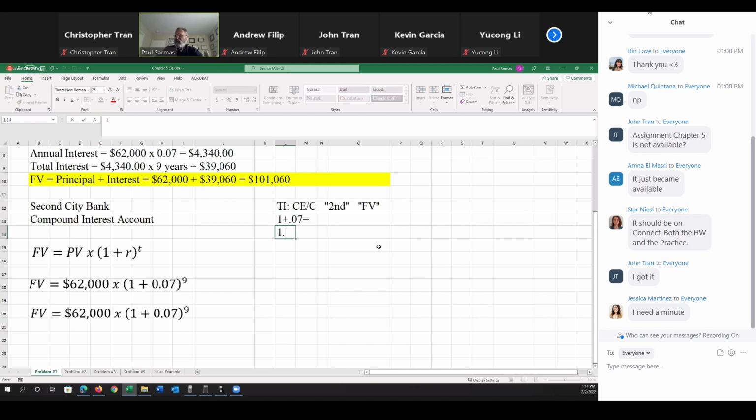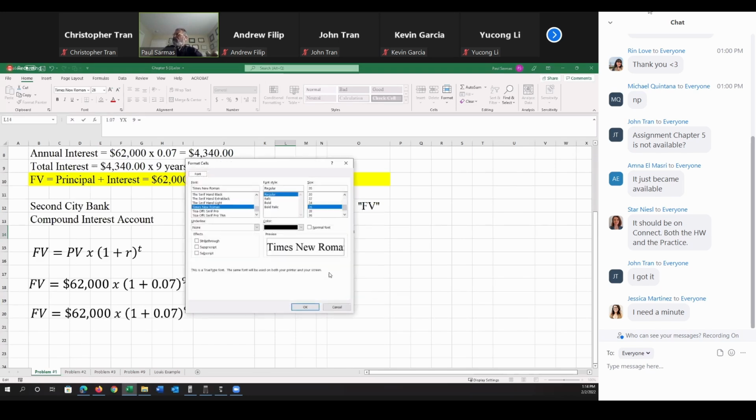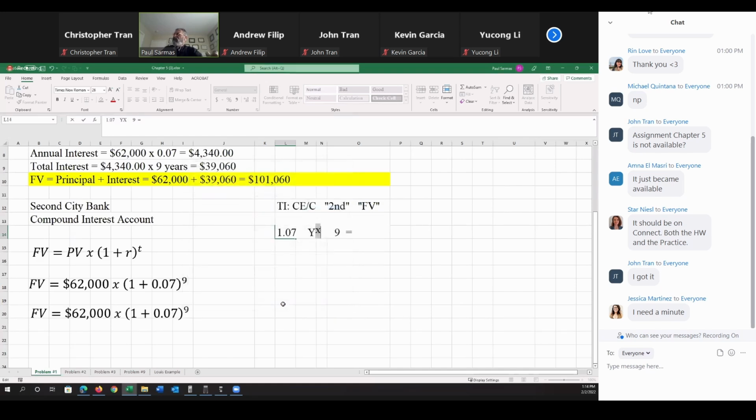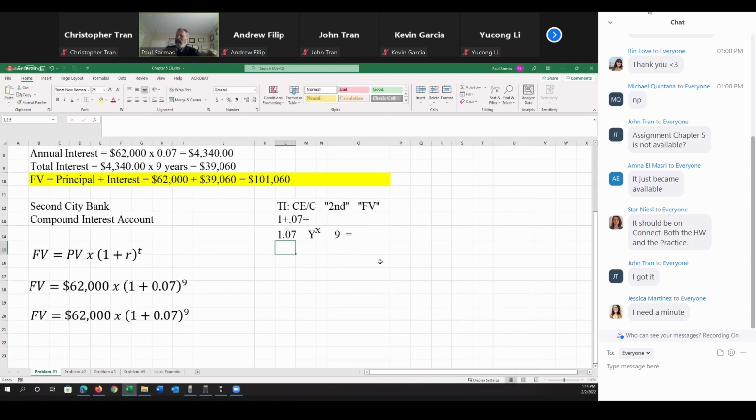The calculator will say 1.07. Remember, you will then press Y to the X, Y to the power of X, and that's for 9 years. I don't think you have to do equal, but let's put it there. This is Y to the X, so you won't get confused. I will do a superscript on this, so it will look like the key that you have. Here, you will get, I think, 1.8385, if I'm not wrong. Let me increase the decimal points on this.